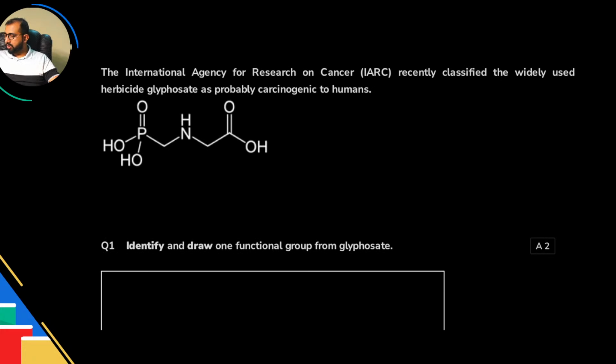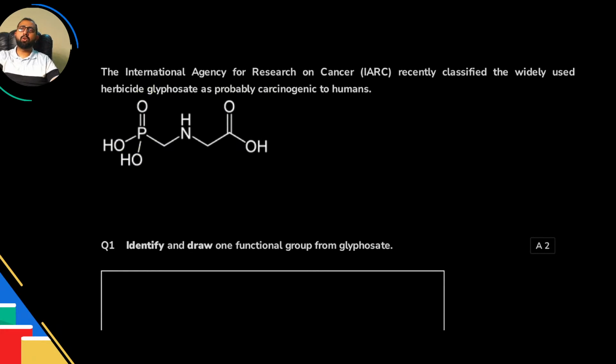Okay, identify and draw one functional group from the glyphosate. So OH, but this one is also with C, so this is COOH. This one is a secondary amine, so that is NH. This one is OH, and this, you can also say POOH.